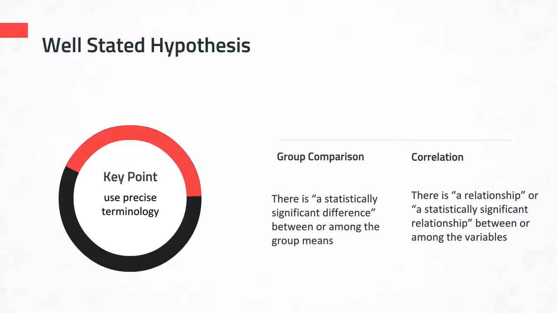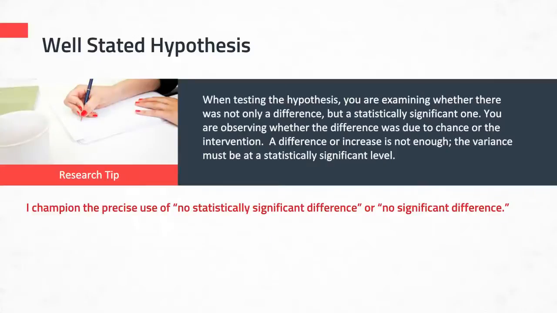If the null hypothesis states that there is no significant association or no statistically significant association between variables, then you as the researcher are implying that you're planning to do probably a correlational study. And as we're talking about precise terminology, I also want to take a little bit of time and talk about this idea of no difference, or no significant difference, or no statistically significant difference. Can you use them all interchangeably? Well, they're all very similar, and researchers do use them interchangeably. However, I want to point out this.